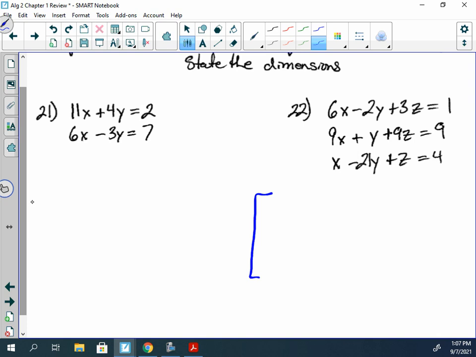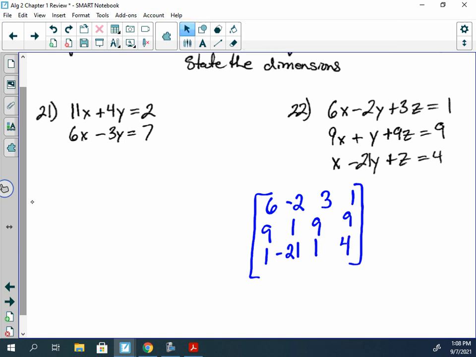So we're good. Now we just need to take the coefficients, the numbers in front of the variables. I'll start off with the top equation. So I'd have 6, -2, 3, and then 1. The next one would be 9, 1, 9, 9. And then we'd have 1, -21, 1 and 4. And that right there would be the augmented matrix.